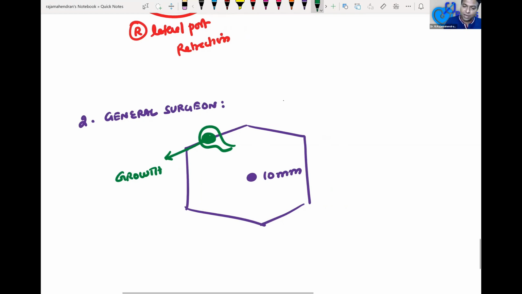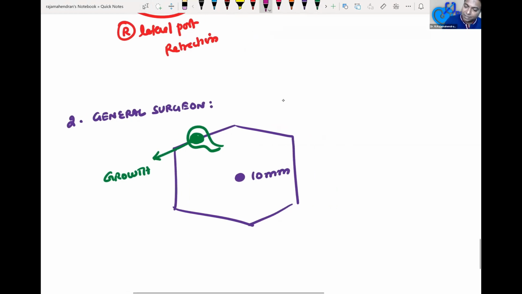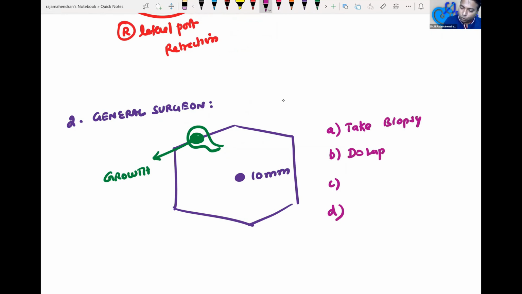What will you do? I will give you the choices. You just answer it, because usually you can answer it without choices. When you see the choices, you will get confused. Choice A, take biopsy. Do laparoscopic cholecystectomy. Abandon the procedure and refer to a GI surgeon or hepatobiliary surgeon. So which is the correct answer here?